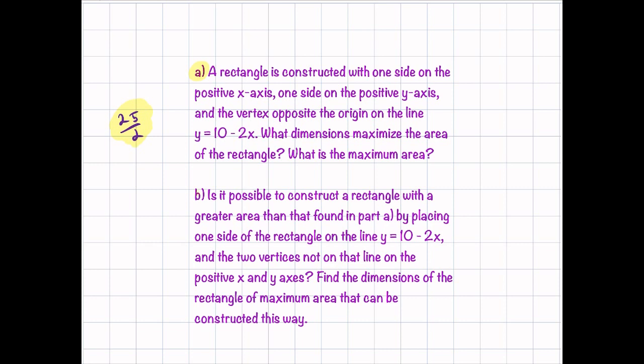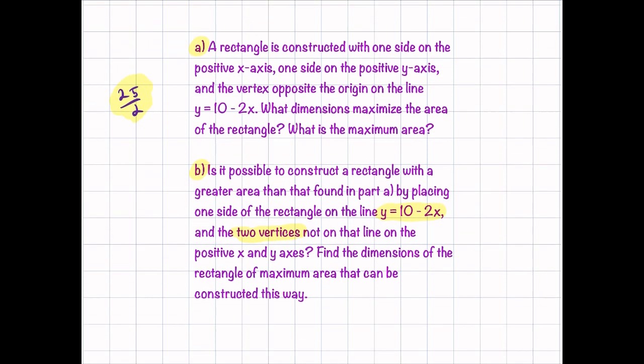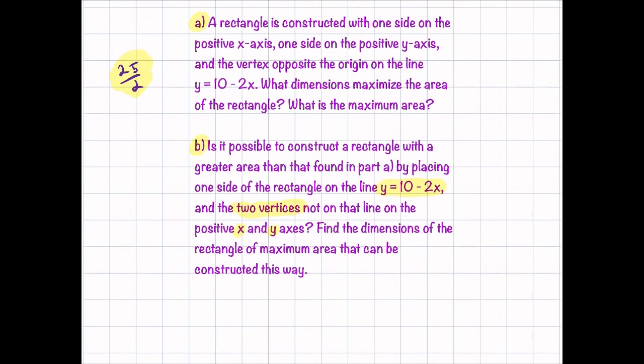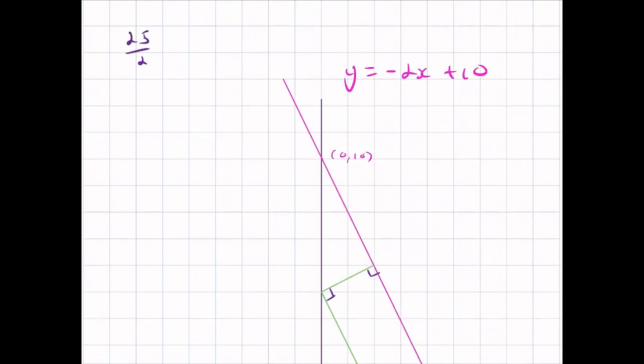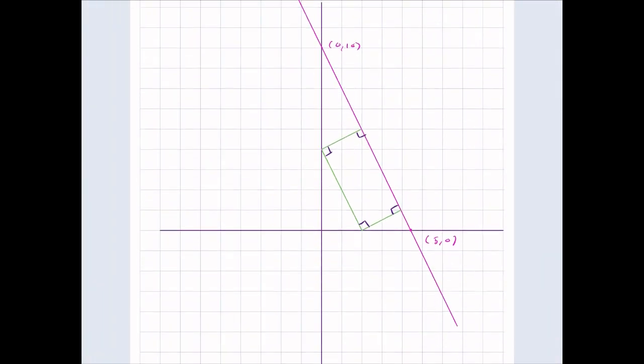And so part B here, which we're going to do now, is saying, all right, what if we do something else? What if we put, instead of the vertex opposite the origin on that line 10 minus 2x, this line here, one of the sides on this line, and then we put the two vertices touching the positive x and y axes. And they say, can we do better than 25 over 2 by making the rectangle this way? This is the picture of what it's going to look like.